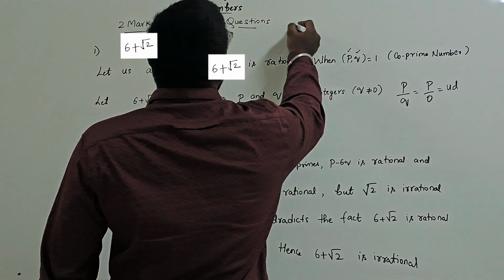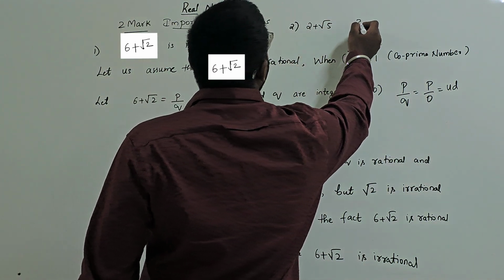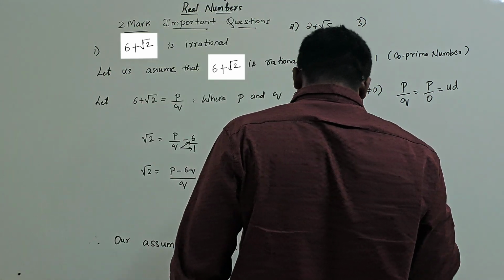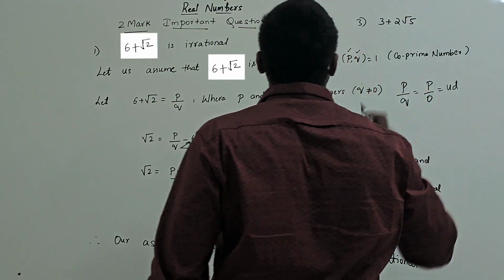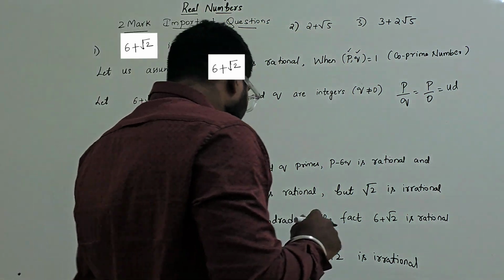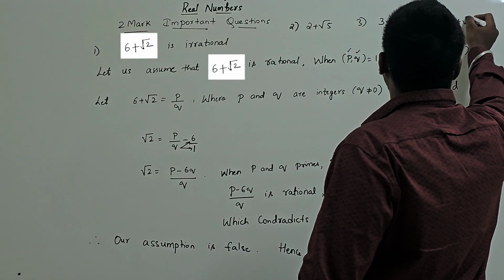So a few more sums are: the second one, 2 plus root 5; the third one, 3 plus 2 root 5; okay, next, the fourth one, 6 plus root 2.